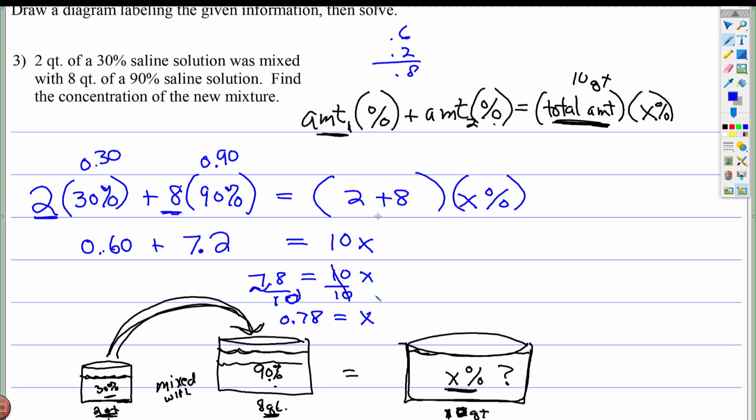is equal to x. But we want a concentration, a percentage. Well, anytime you take a decimal and you multiply it by 100, that gives you the percent. So when you finish this mixture, this new container that's 10 quarts will have a 78% saline solution. And that's it.